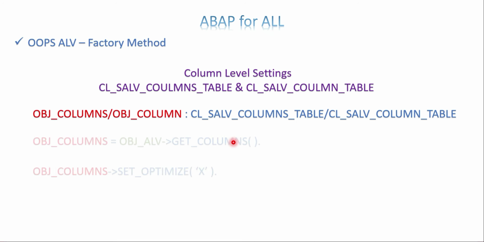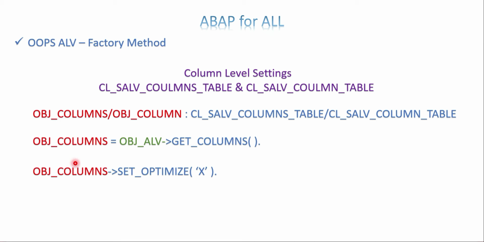So here, this is the way we use object ALV, get columns and set optimize. This reference and this class are going to be applied, and the change will apply to all cells and all columns. So I'm going to optimize all the columns with the help of this method. And if I want to make some changes at column level, then you have to get a new reference.